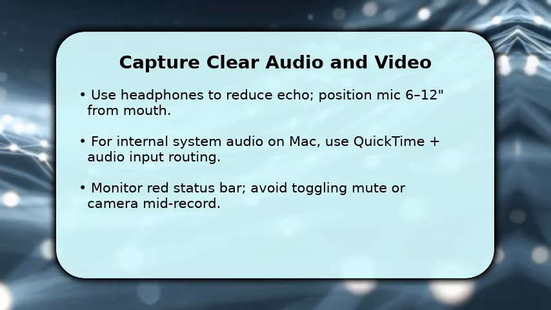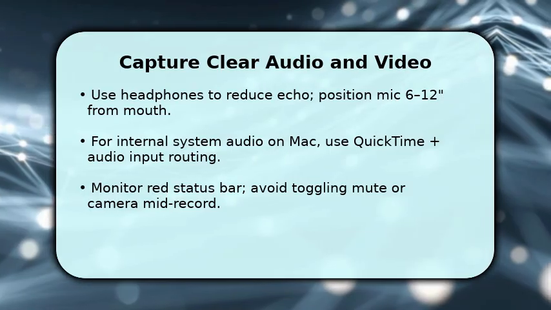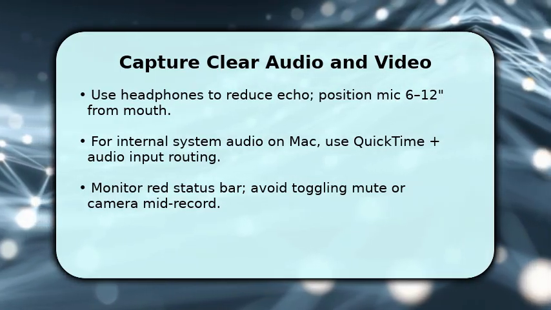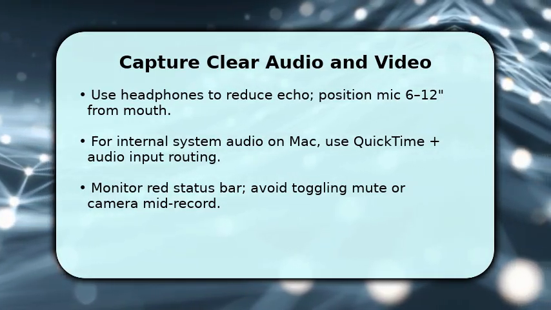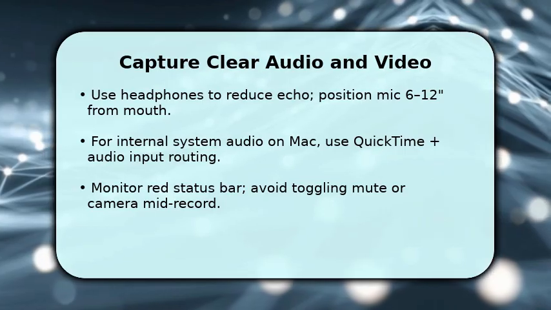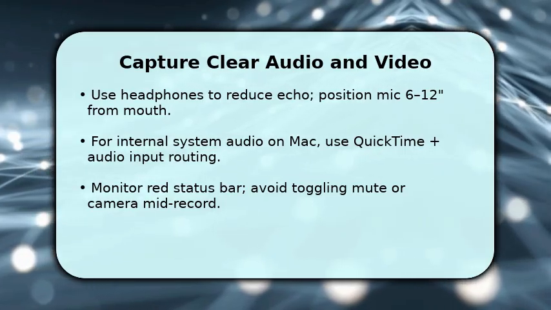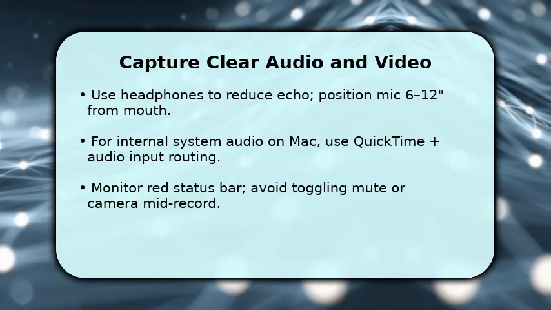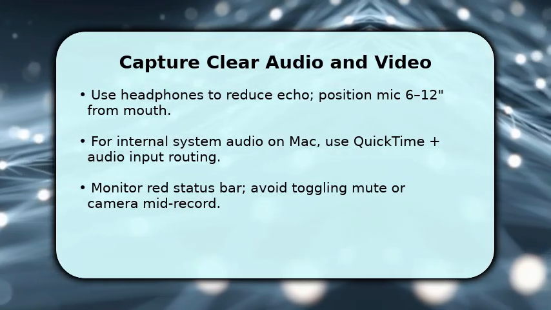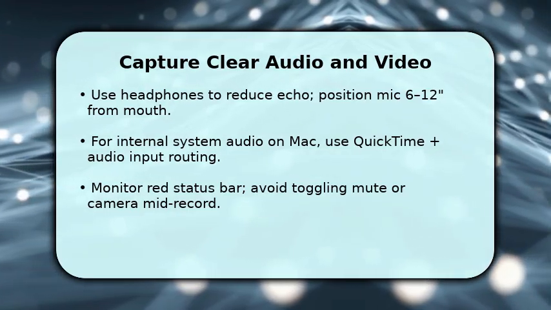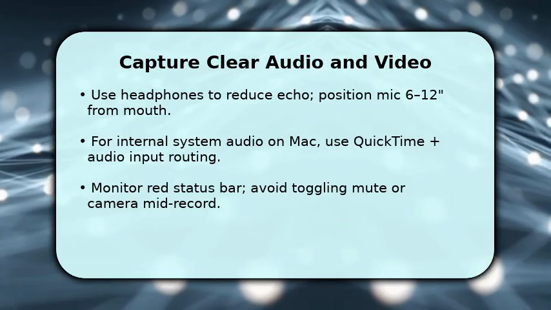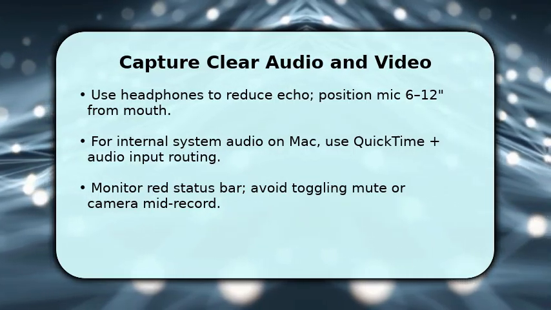If you need system audio from the other side, prefer recording on a Mac. Connect your iPhone to the Mac, open QuickTime, choose New Movie Recording, select the iPhone as source and an aggregate audio device if needed. That preserves both sides' sound. Make sure you do not mute or switch cameras while recording to avoid dropped audio or video.